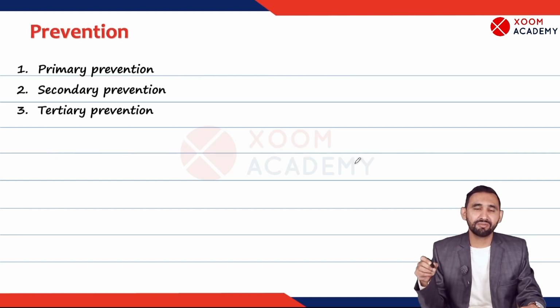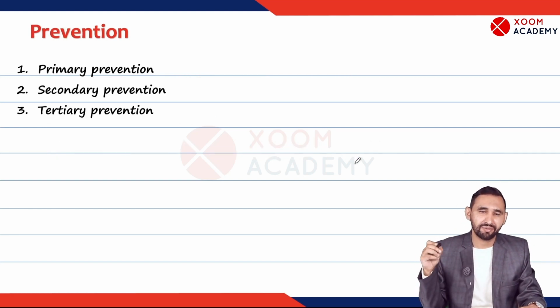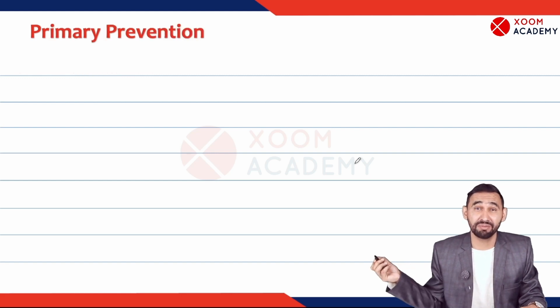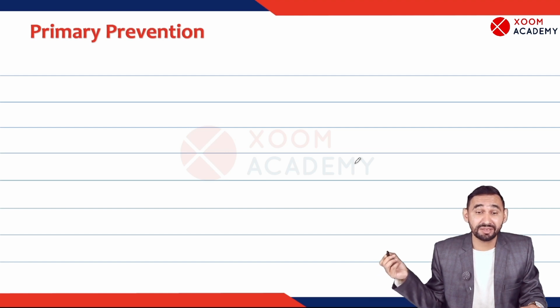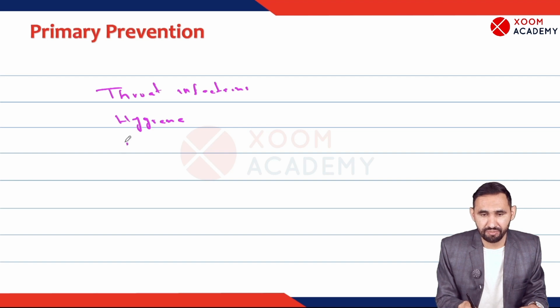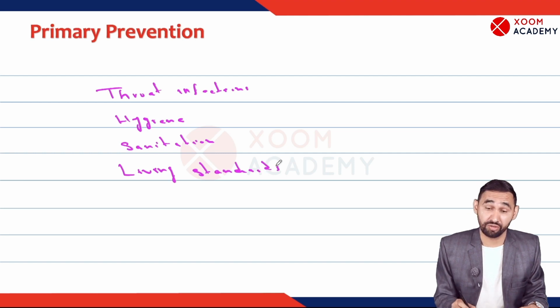We need to prevent rheumatic heart disease. We can do primary prevention, secondary prevention, and tertiary prevention. What is primary prevention? We need to stop underlying cause. We need to treat throat infections as early as possible. We need to improve hygiene. Sanitation should be improved. Living standards should be increased. Overcrowding should be avoided.